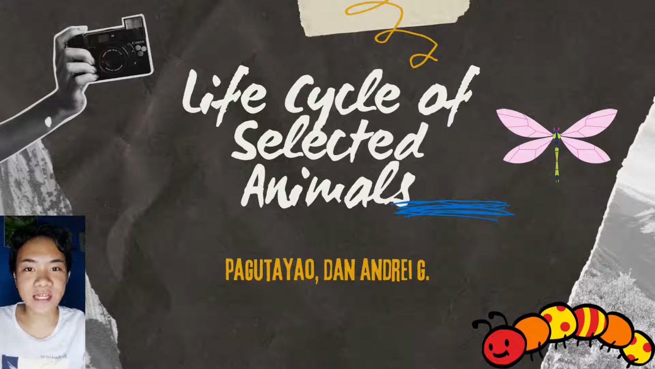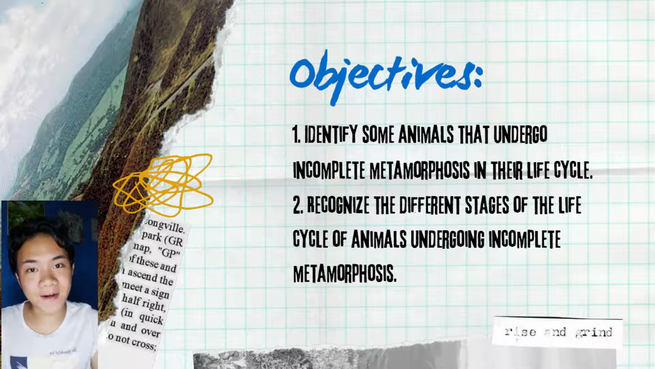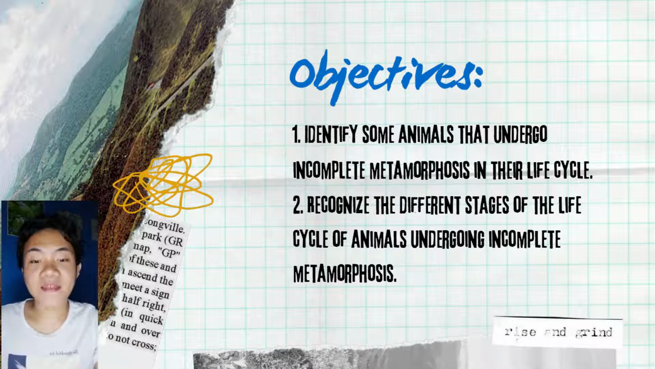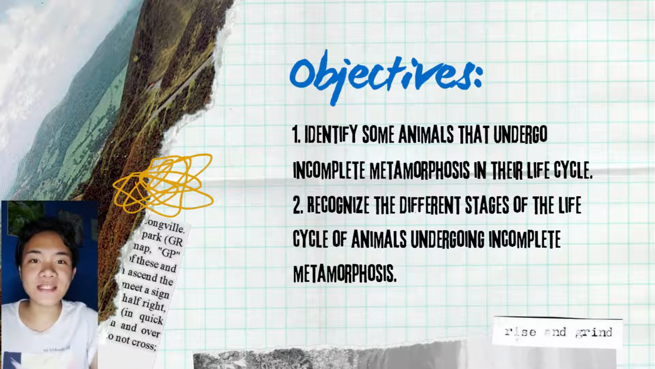Our topic for today is all about the life cycle of selected animals. The objectives in this topic are: first, identify some animals that undergo incomplete metamorphosis in their life cycle. Second, recognize the different stages of the life cycle of animals undergoing incomplete metamorphosis.